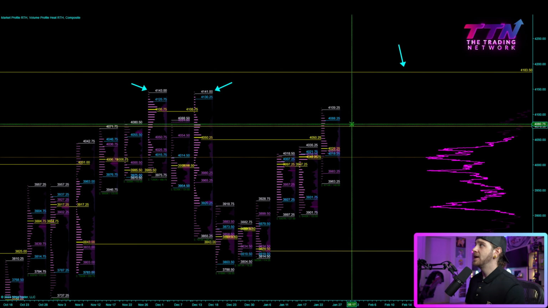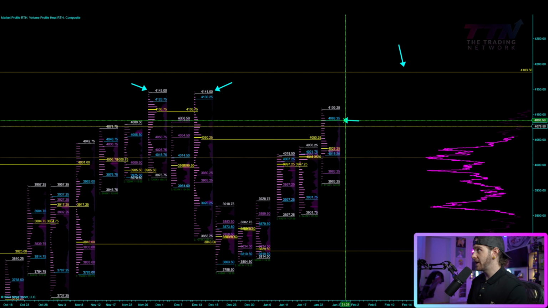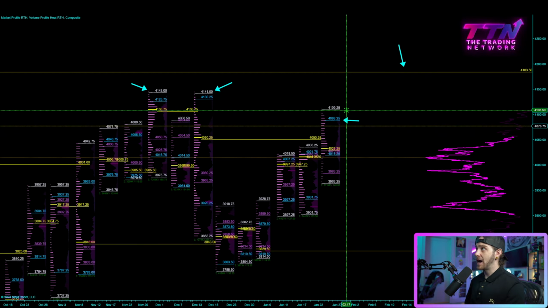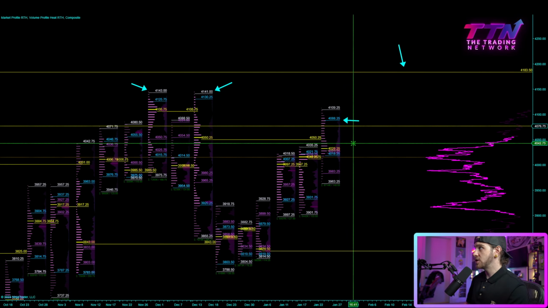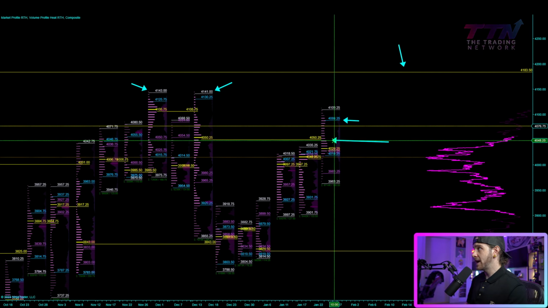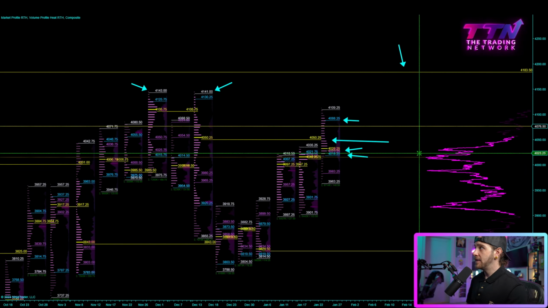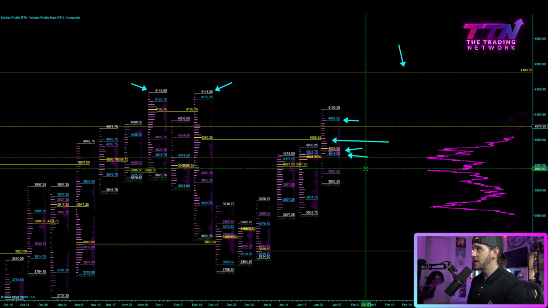Now, on the downside, if we can't move and hold above Friday's value high at 40.88, let alone, the moving up to the high of the prior weekly session, then I will be looking for a move down to 4,050, 4,028, which is last week's point of control, and then 10 points below that, we have last week's value area low.